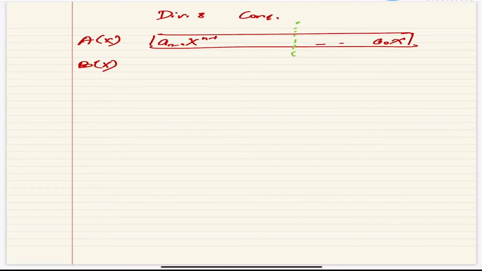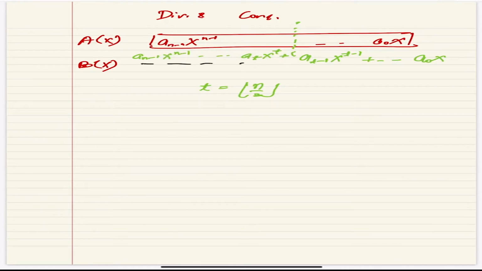So how can I do that? Sure. So I have n. So let me find some t, that is n by 2. Okay. So I can put the terms up to x^{t-1} here. So here a_{t-1}x^{t-1} up to a_0x are here. And the higher degree terms are in this form. So this will have a_{n-1}x^{n-1} up to a_t x^t. So you see I have divided into two parts.